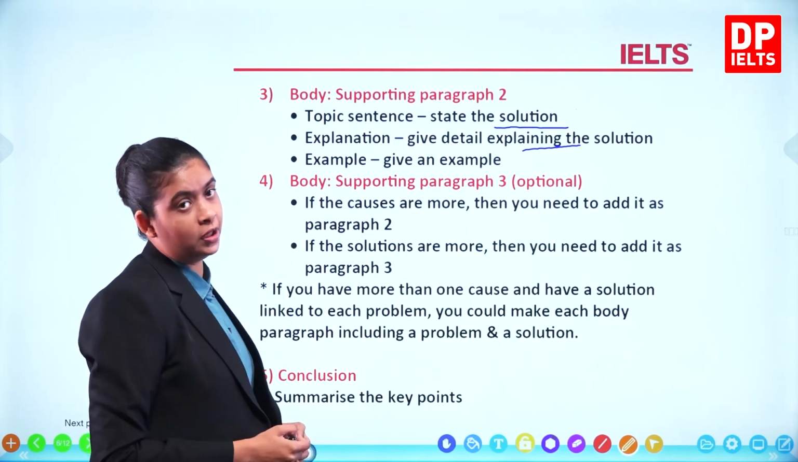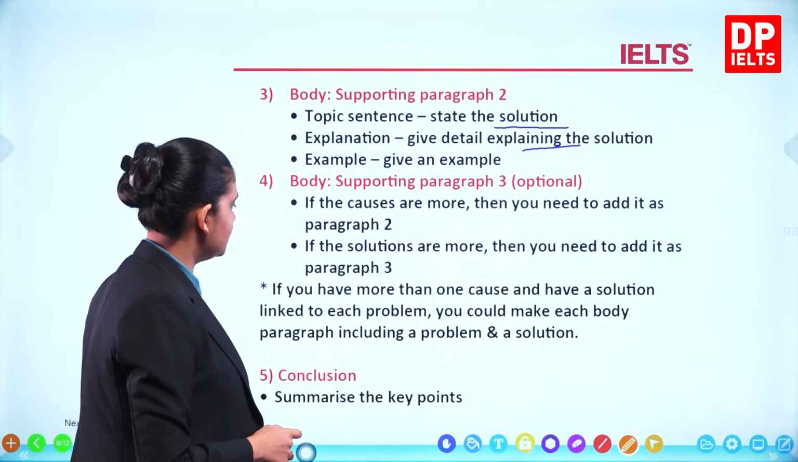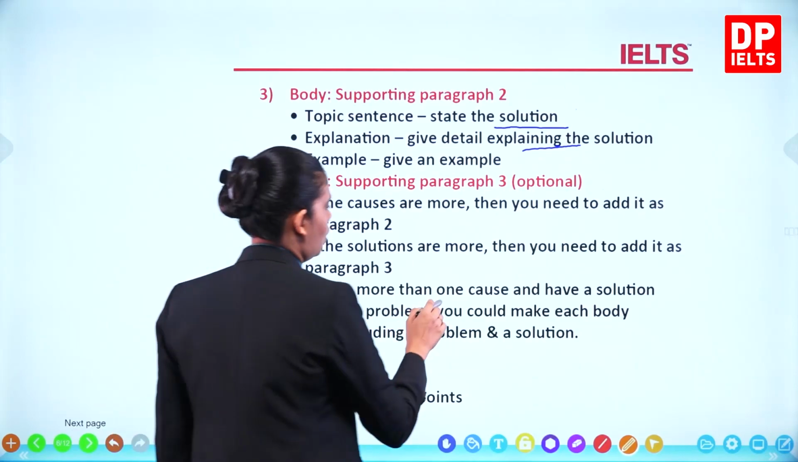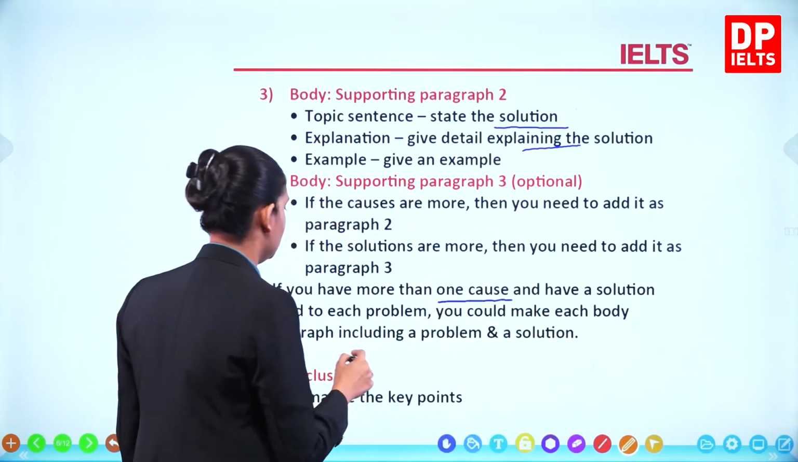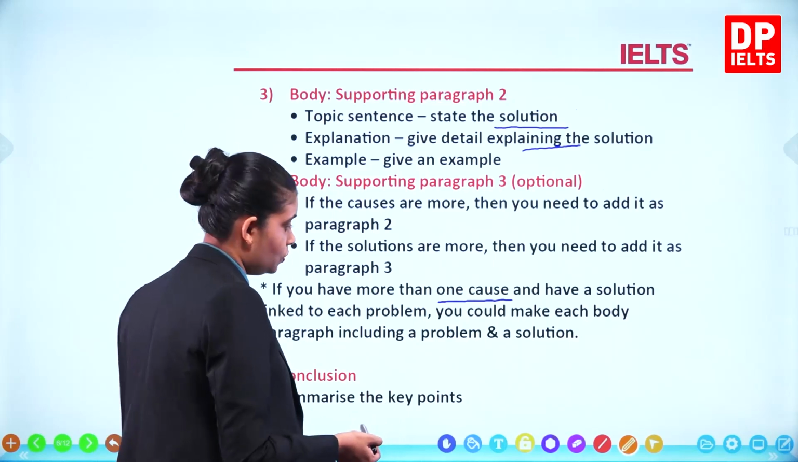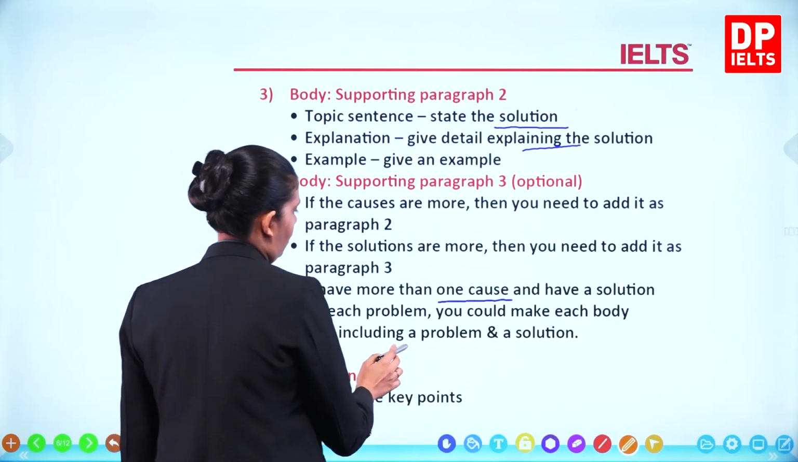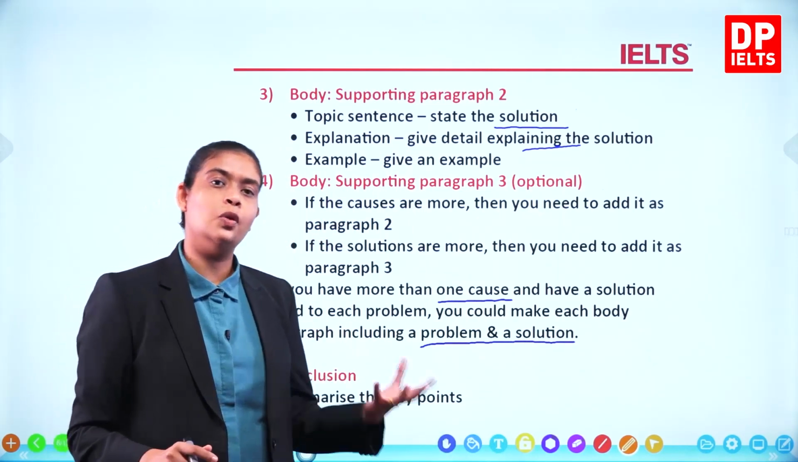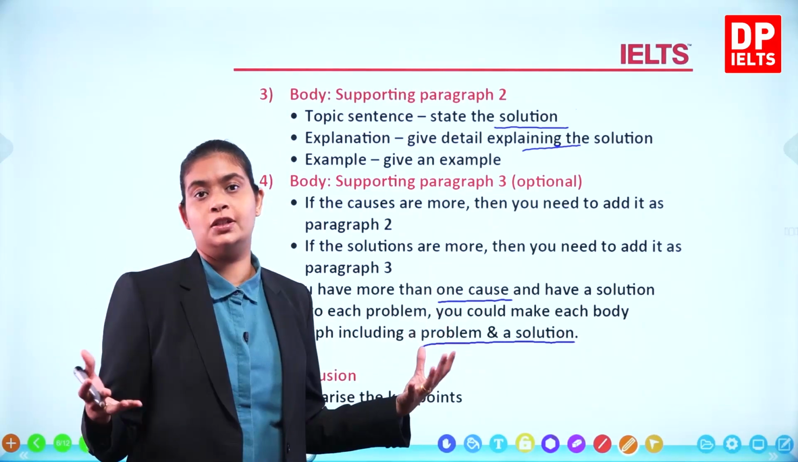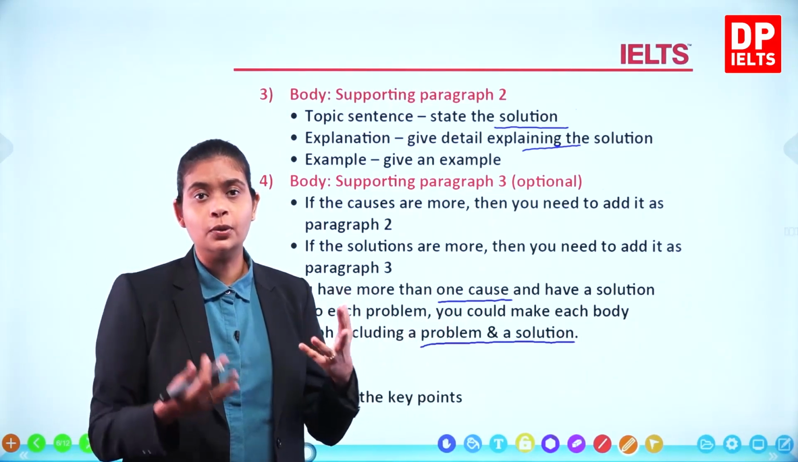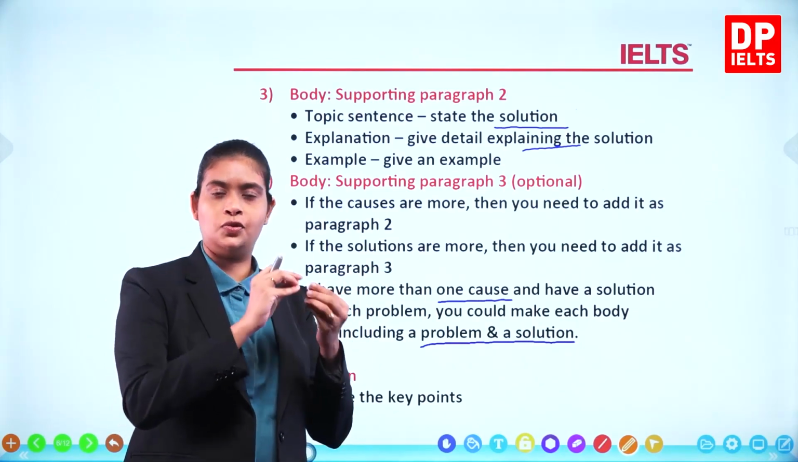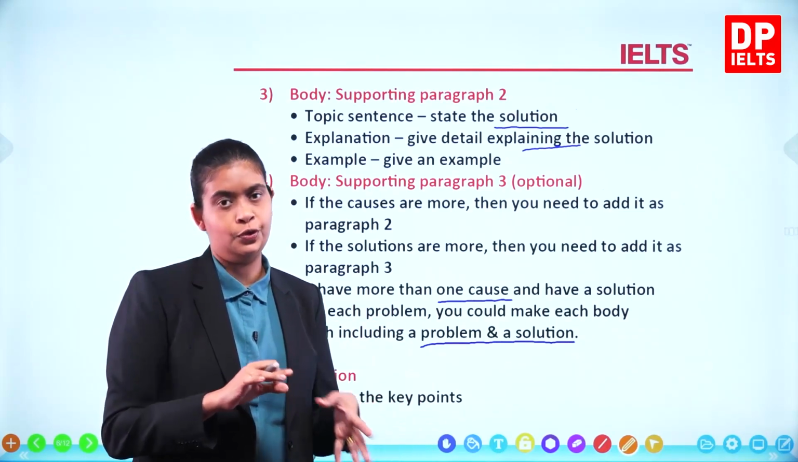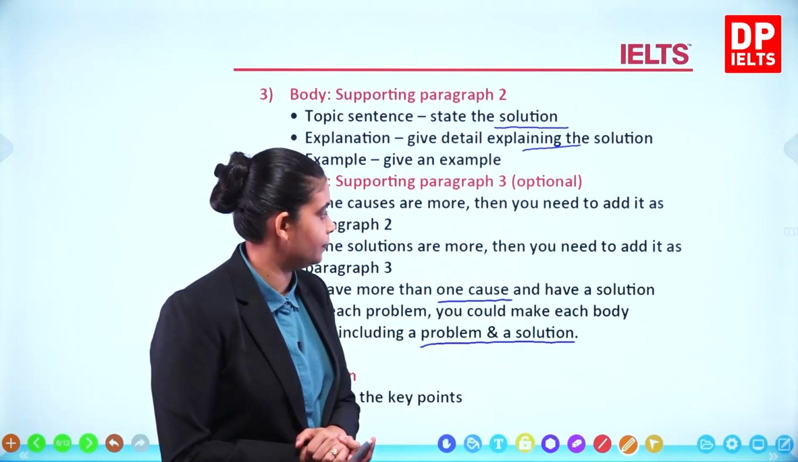Now you could have a body para 3 which is optional, right. Look at the one with the asterisk. If you have more than one cause and have a solution linked for each problem or each cause, you could make each body paragraph including a problem and a solution, okay. So you don't necessarily have to have the problem and solution in two separate paras. If you have more than one, problem 1, solution 1, body para 1, problem 2, solution 2, body para 2. You could do that structure as well, okay.